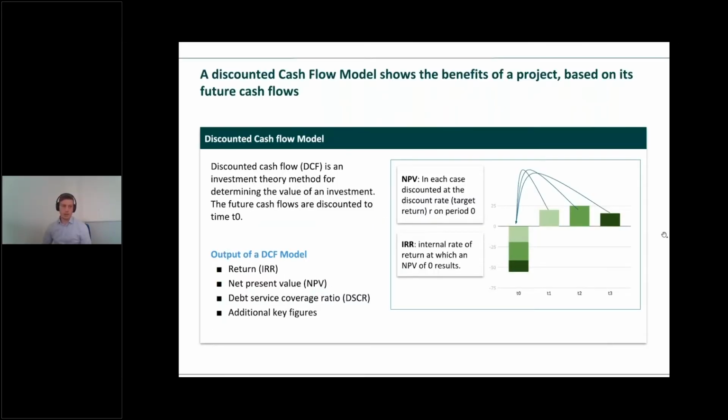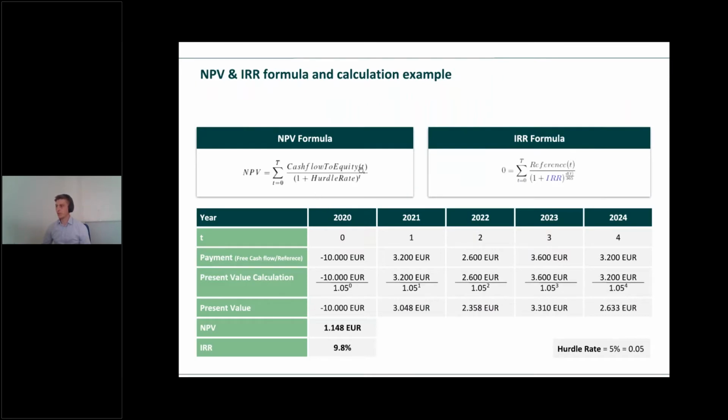Some more details about IRR and NPV and how you calculate it. So here we have the formula for the NPV calculation. Basically, we have the cash flow to equity from the cash flow statement, and we discount the payment of each period, here T, by 1 plus the hurdle rate to the power of T. And T is, again, for year 1 it's 1, year 2 it's 2, year 3, 3, and so on.